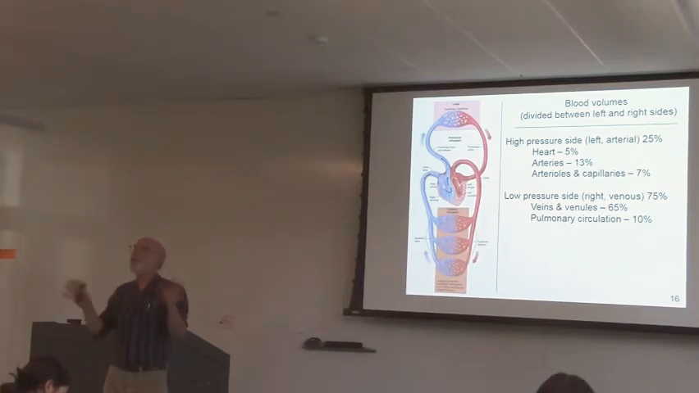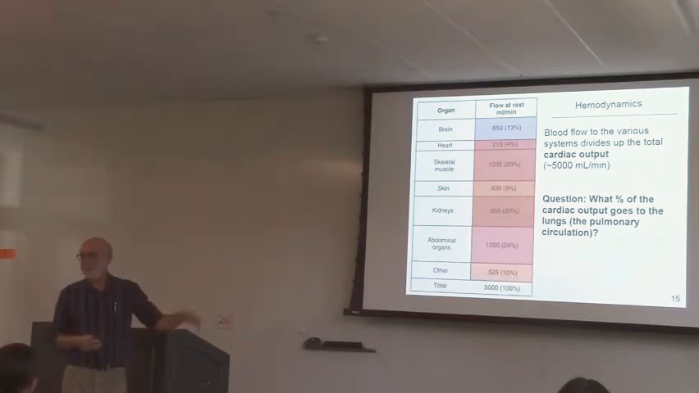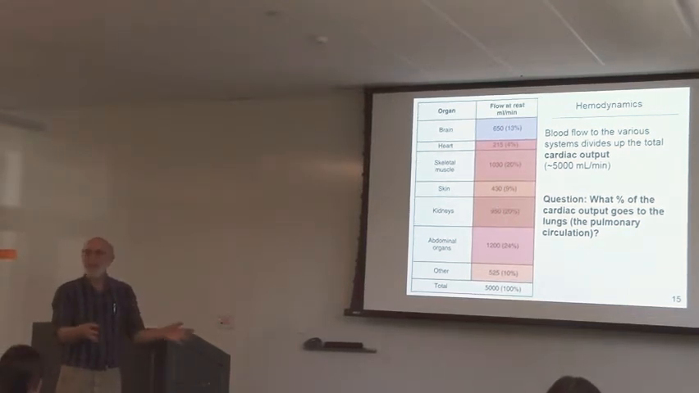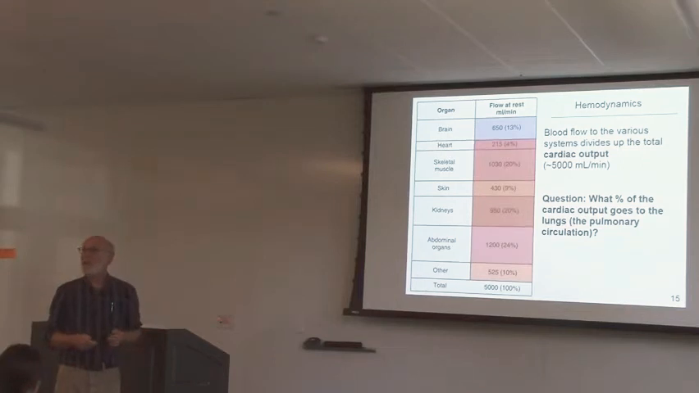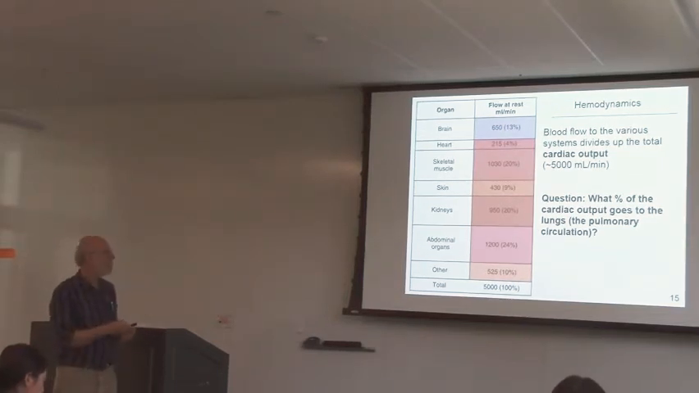And so will I require you to memorize these numbers? No. Let me be clear. I will not require you to memorize these numbers. That's for medical students. I do want you to understand the concept here, that the systemic cardiac output is divided into the various systemic organs that are demanding blood. The brain, the heart, the skin, the kidneys, your digestive tract.